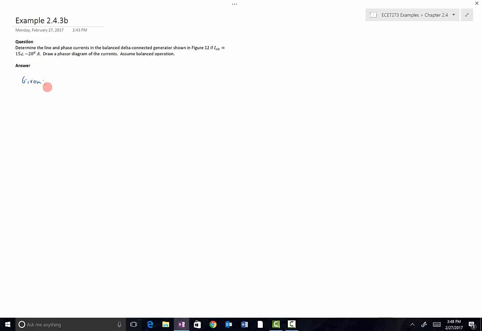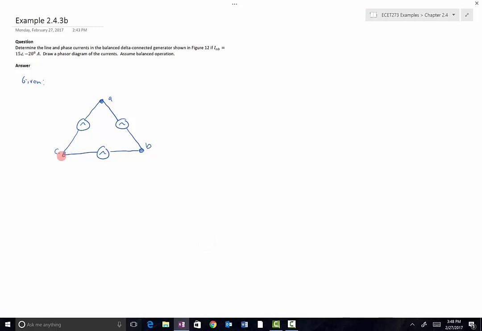So let's go ahead and draw that delta connected generator. Again, it's three phase, so we have three different sources here, and they are connected together in this triangle shape, also called a delta configuration. Notice there are three common terminals here. We'll label this terminal A, this terminal B, and this terminal C.